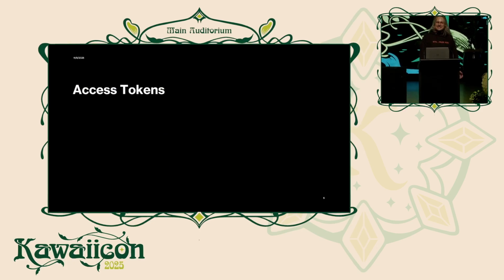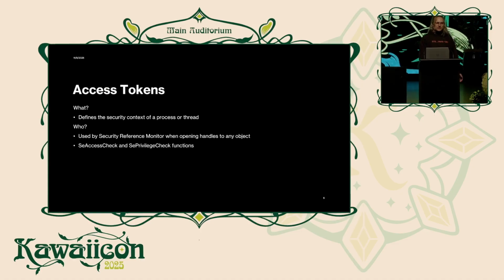So let's start with what are access tokens? Well, access tokens define the security context of a process or a thread. And who cares about them? Well, the security reference monitor does. And that's the subsystem of Windows that when you request an object, it does the authorization part of it. Specifically the SeAccessCheck and the SePrivilegeCheck functions.